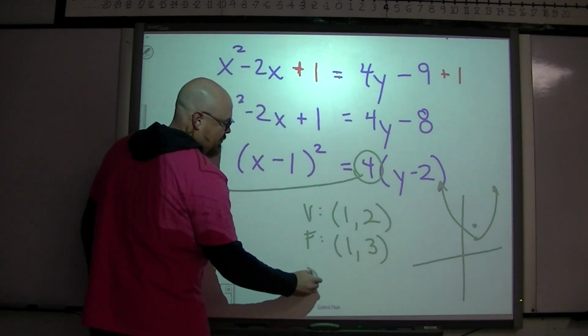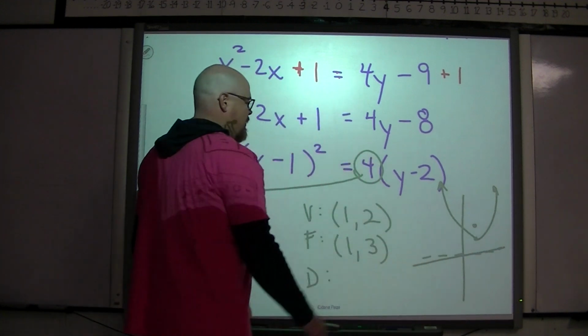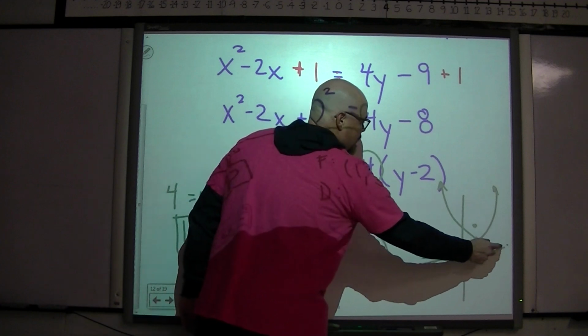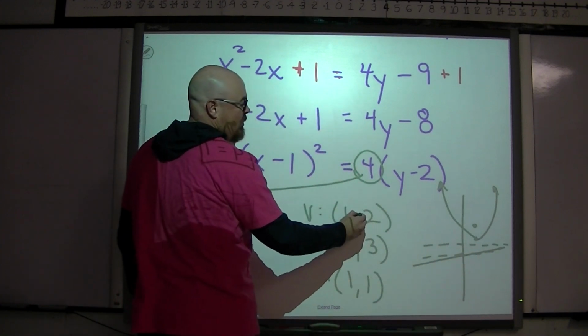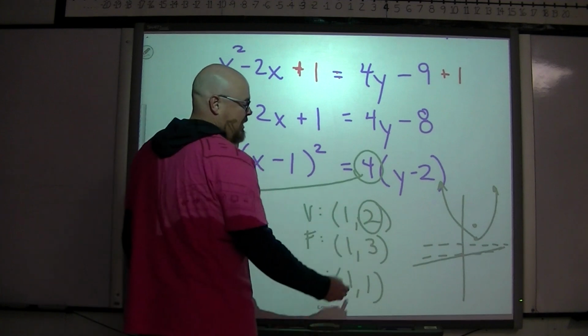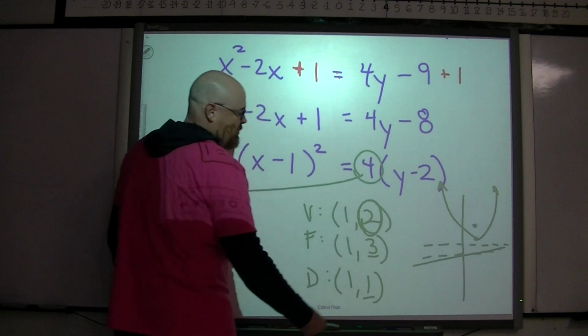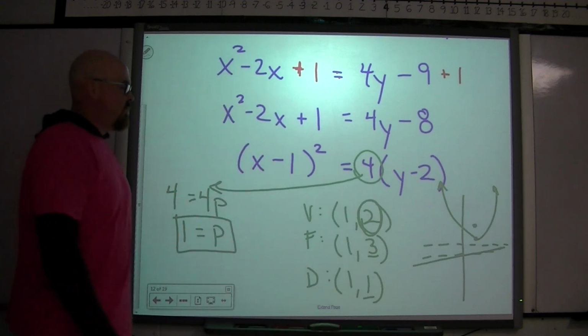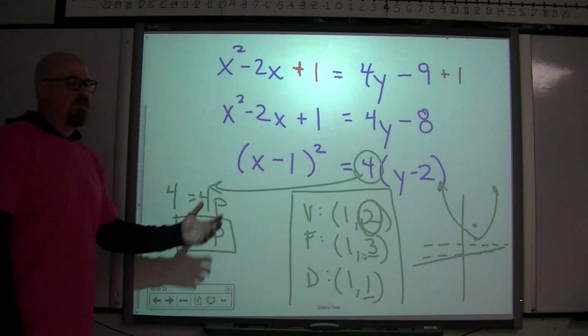And the directrix, you guessed it, 1 unit below the vertex. Sorry, I should get a little cleaner with that. That's going to be at 1, comma 1. So I'm moving 1 unit up from here to get to the focus. I'm using 1 unit down from there to get down to the directrix. So here is all that important information after we completed the square.